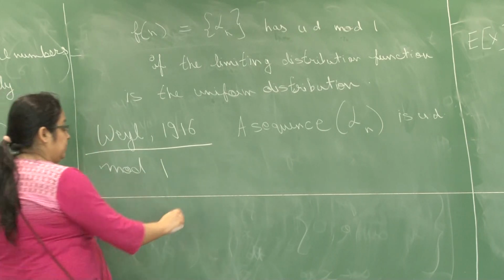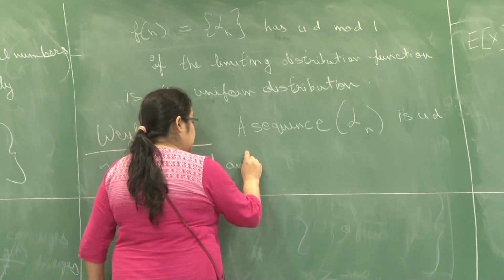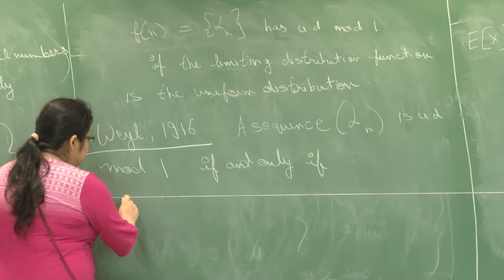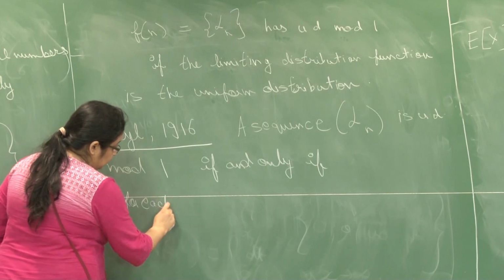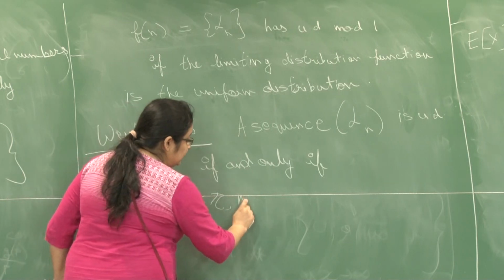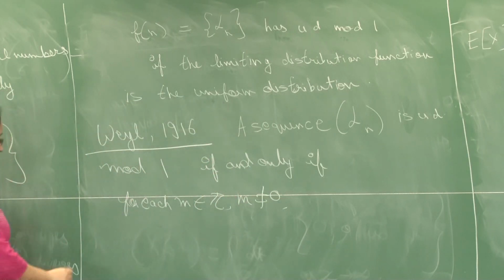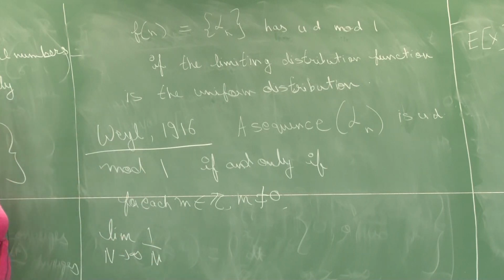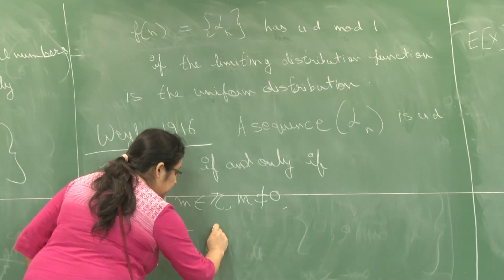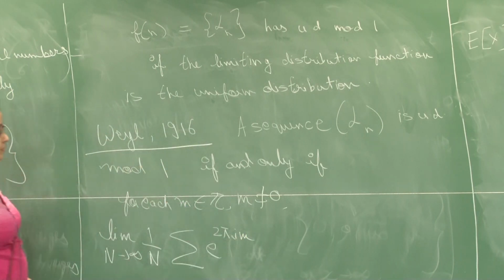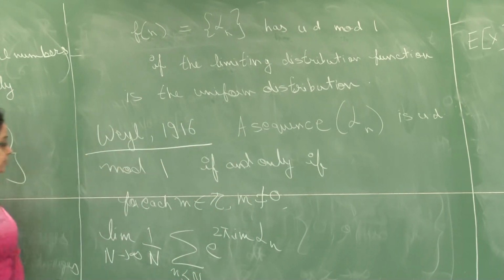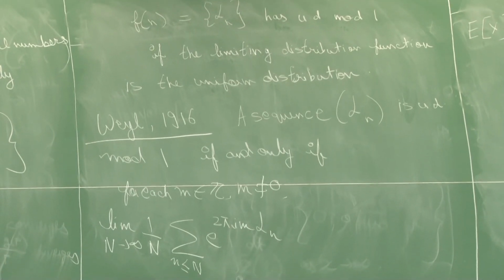if and only if the following happens: for each integer m which is non-zero, the limit of the exponential sums of alpha sub n turns out to be exactly equal to 0 whenever m is a non-zero integer.